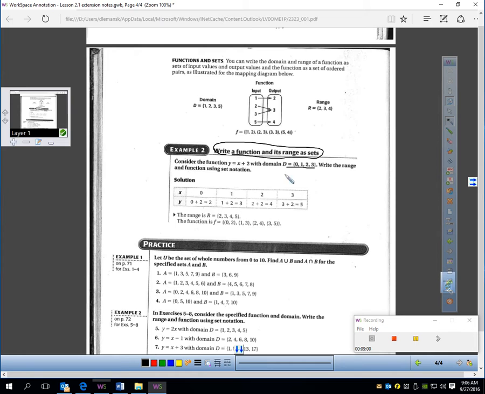So they write a table first. They're going to put 0 in here. 0 plus 2 is 2. So input 0, output 2. If they input 1, 1 plus 2 is 3. Input 1, output 3, and so on.